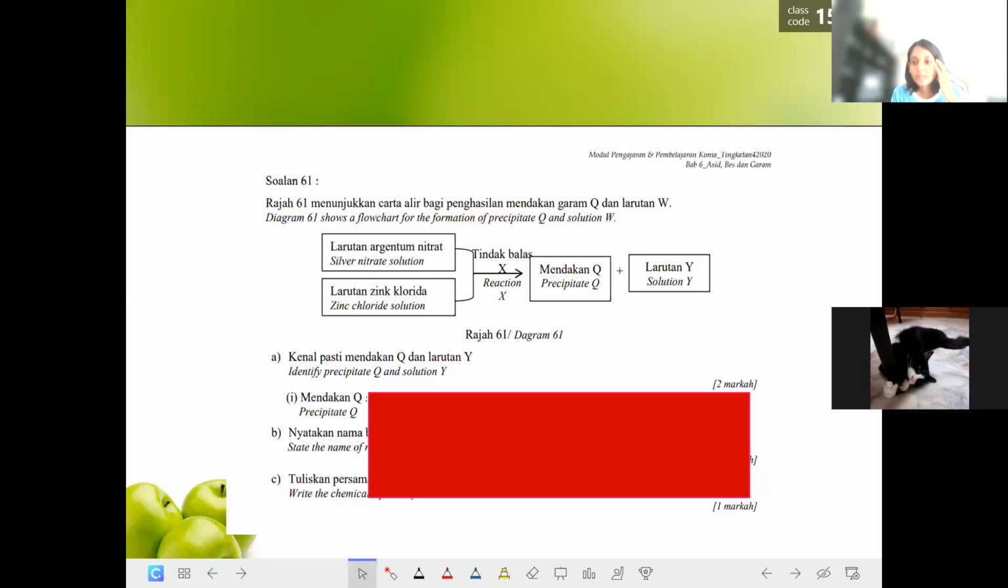Okay. All right. So what is this reaction? If you butcher the statement, you already know the answer. Diagram 61 shows a flowchart of a precipitate and a solution. Okay, remember we are doing salt topic. What is reaction X?